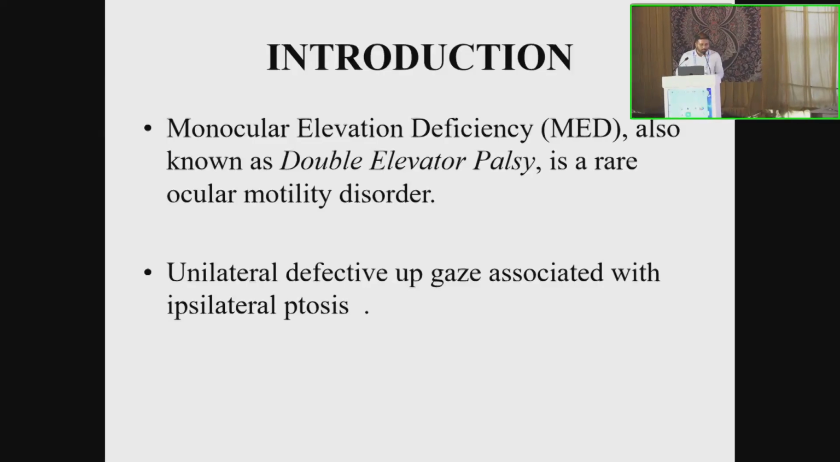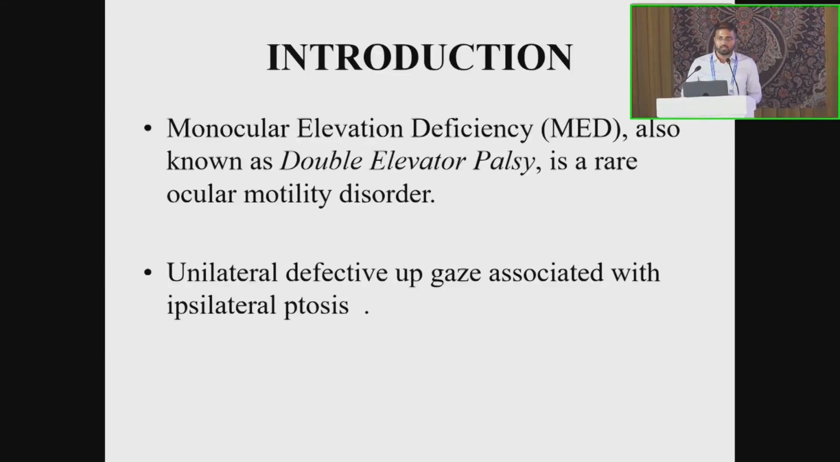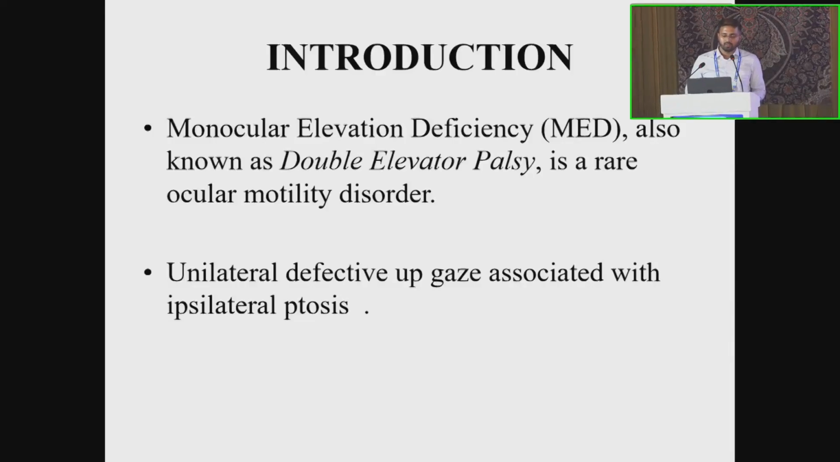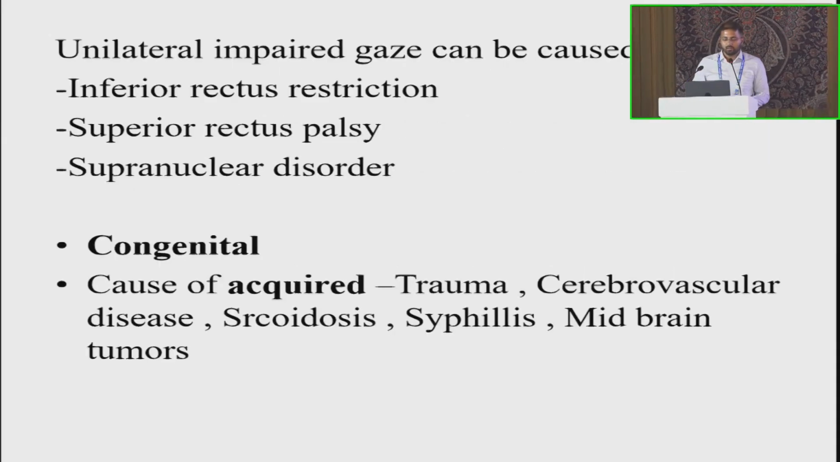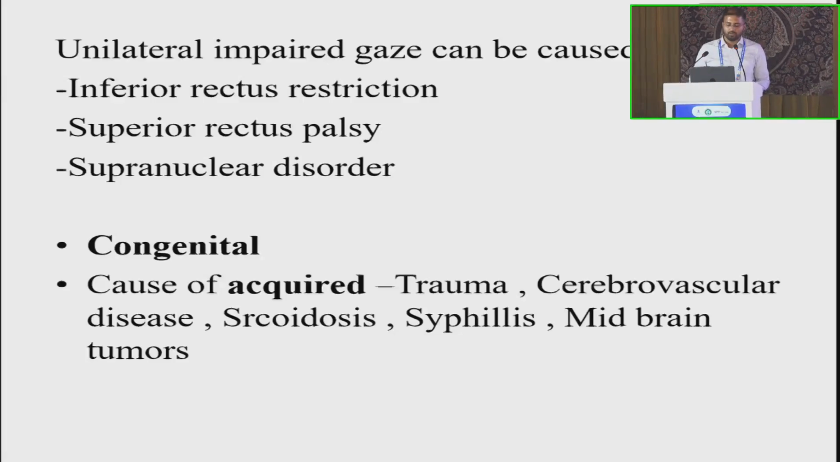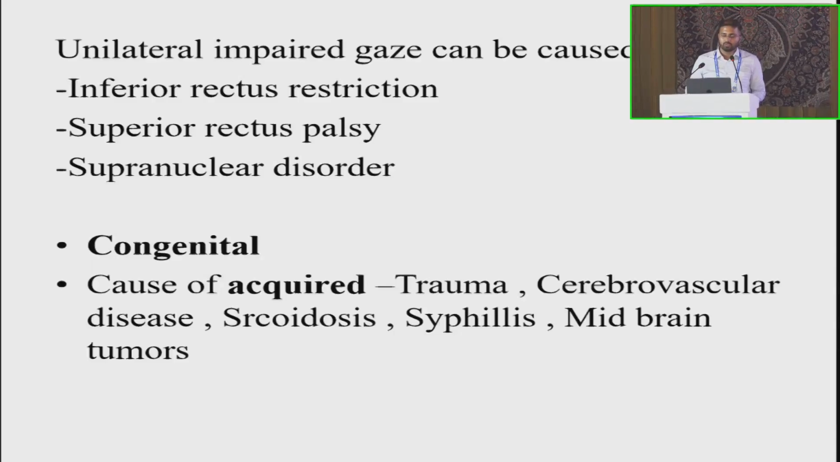Introduction. Monocular elevation deficiency, also known as double elevator palsy, is a rare ocular motility disorder. It is characterized by a unilateral defective upgaze associated with ipsilateral ptosis. The unilateral impaired gaze can be due to inferior rectus restriction, superior rectus palsy, or supranuclear disorders. The causes can be congenital or acquired. Causes of acquired could be trauma, cerebrovascular disease, sarcoidosis, syphilis, midbrain tumors.